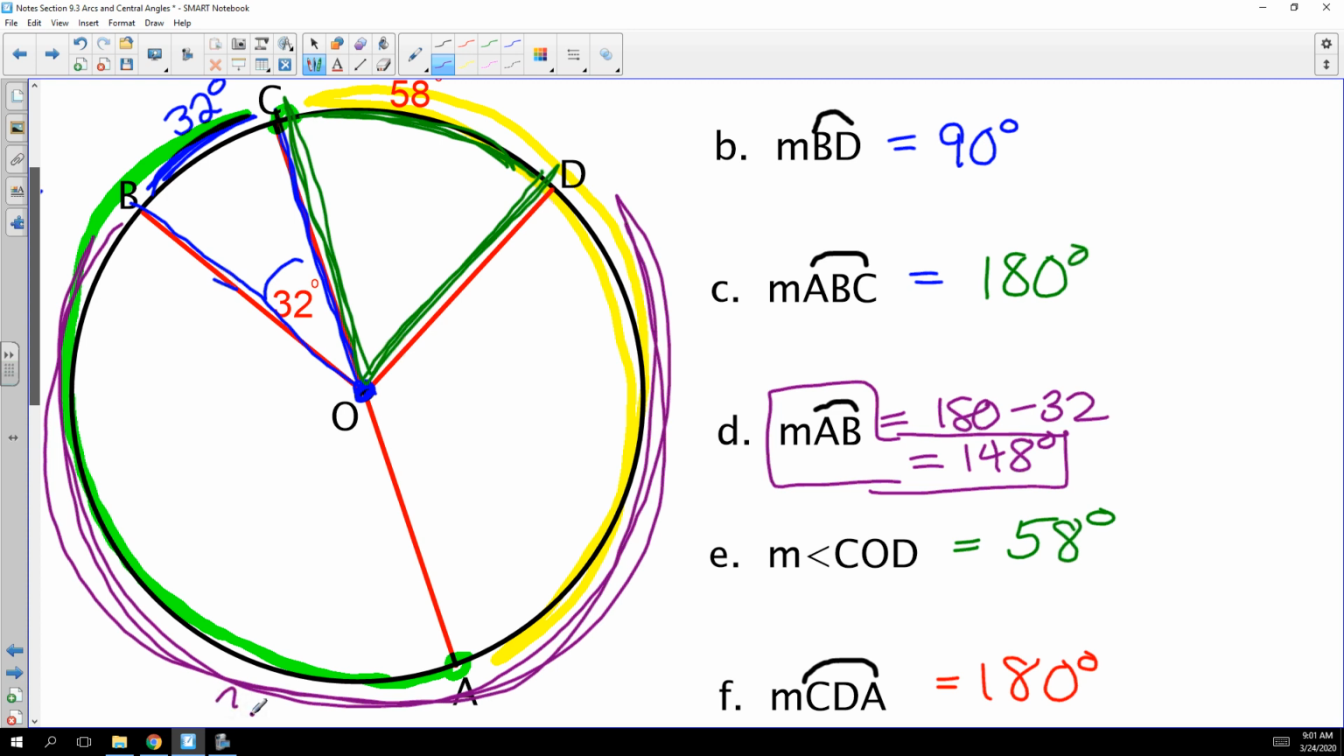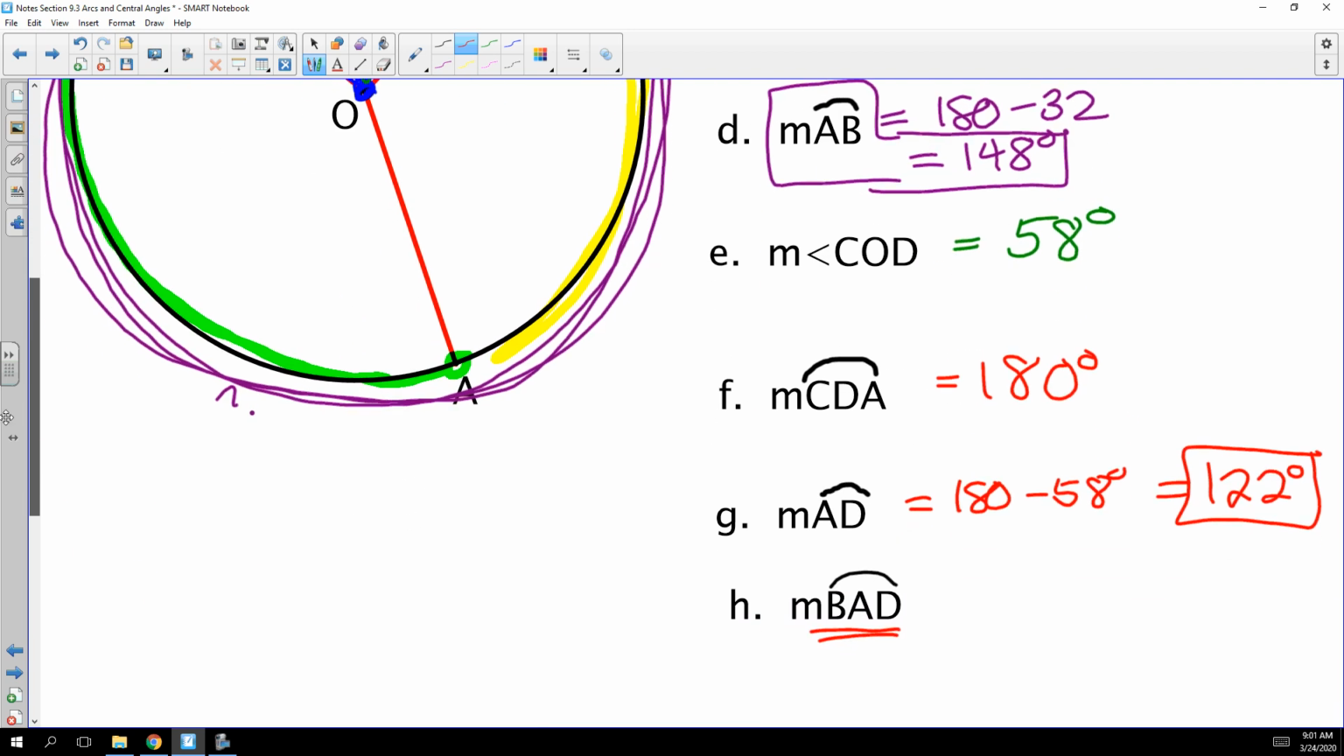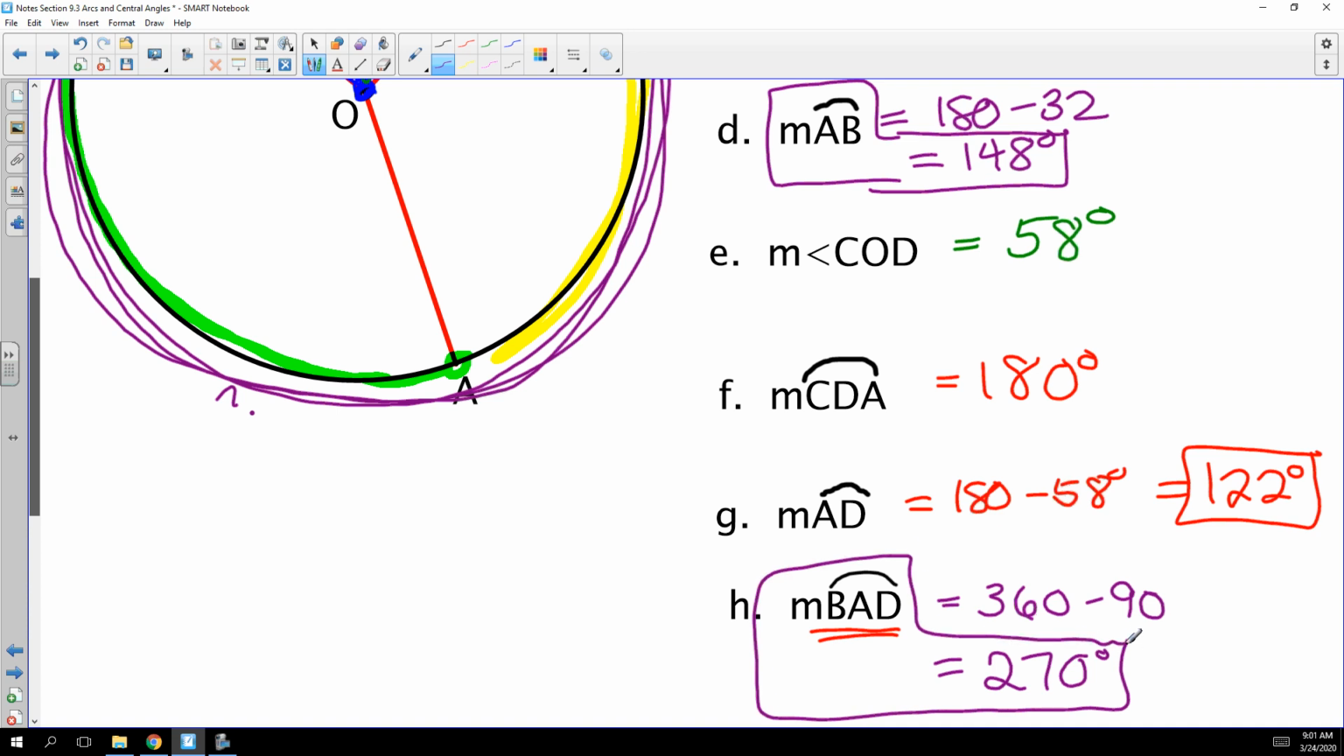Well, look, we already know that arc BD measures how much? We already know that this is 90 degrees. You found that right here, remember? So how about if we just do 360 minus 90, okay? So the measure of arc BAD is going to be equal to 360 minus 90, which is going to be 270 degrees. Hopefully you were able to figure out what you could on your own. I do hope for that. If not, hopefully this helped a little bit. And that's the end of finding arcs and angle measures and central angles.